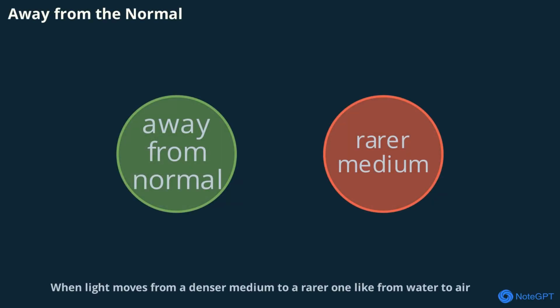When light moves from a denser medium to a rarer one, like from water to air, it speeds up and bends away from the normal. This rule explains why objects underwater look different when viewed from above and is essential for understanding how light travels through different materials.